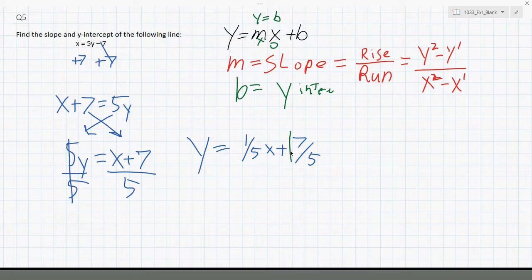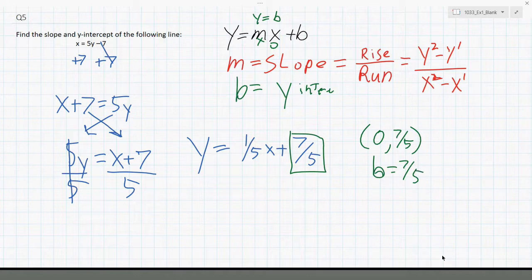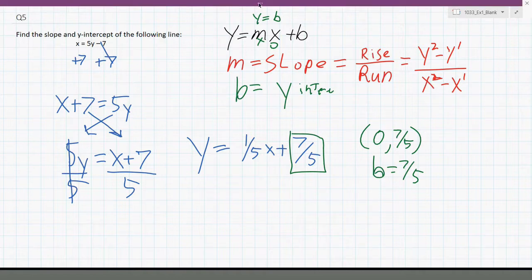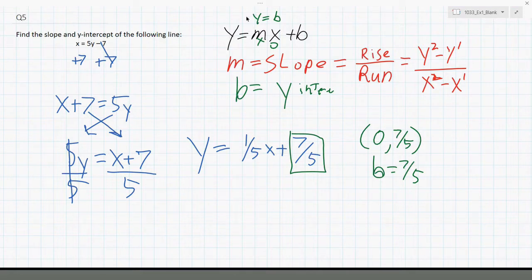So at this point, we're just going to say this part here is our b value. That means our y-intercept will end up being (0, 7/5), or b equals 7/5, depending on how your teacher wants it, because they'll either want variable equals number, or they'll want the actual coordinate point of that intercept. Usually it'll be b.